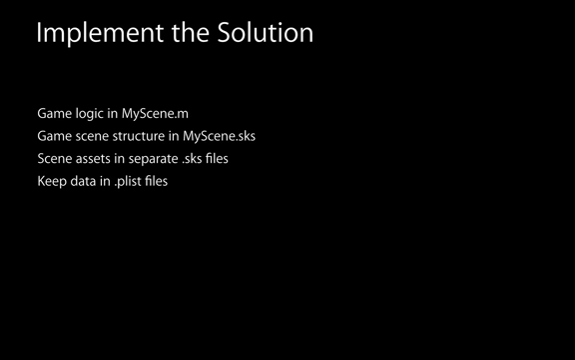So implementing the solution consists of putting your game logic in MyScene.m. I'm referencing that here because that's what you get in the template. You put your game structure inside the serialized file, this MyScene.sks, and you put your scene assets in separate SKS files that you're referencing. And if you can do sidecar data, we have a fantastic format called plist, which is XML when you edit and binary when you deploy.